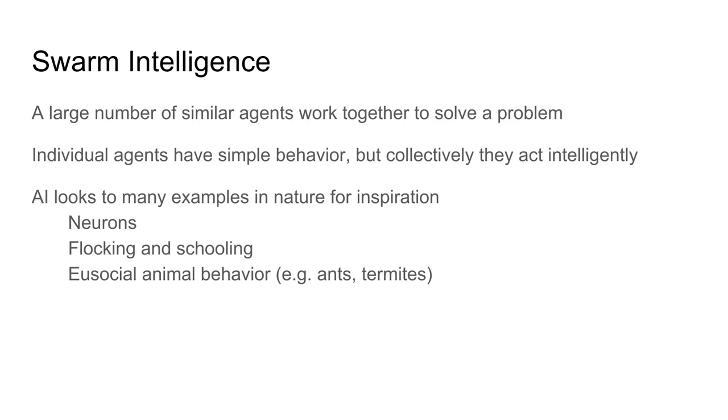First off, what is swarm intelligence? Swarm intelligence is a large number of similar, simple agents working together to solve a problem. Each agent follows simple rules, but as a group, they exhibit sophisticated behavior. There are many examples of swarm intelligence in nature, including neurons and the flocking and schooling of birds and fish. Ant systems, as you might guess, are inspired by the behavior of ants.